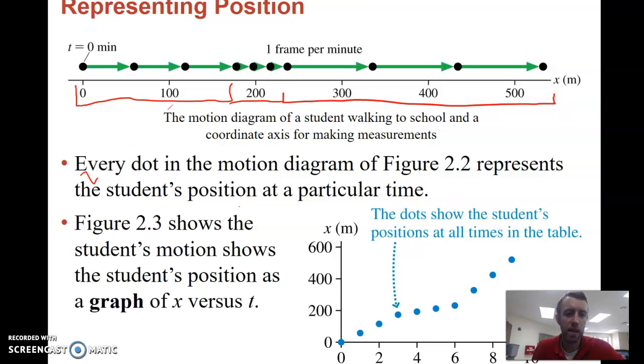So what can we say about this speed? Well, in the beginning, they're walking at a certain speed, and then they slow down. In the second 3 minutes, they don't move as far, and in the final 3 minutes, they move a lot. Every dot represents the student's position. And then on this graph down here, we've plotted each point on a position versus time graph.